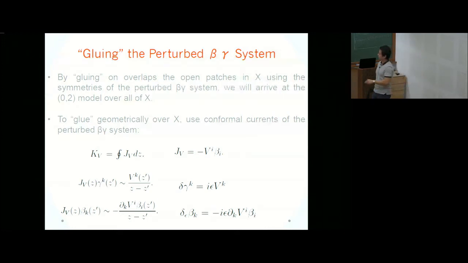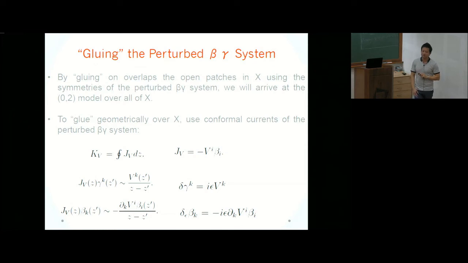That's correct. This is a coordinate of the target space, so a change of coordinates will be given by the vector field. And this is a tangent vector on the target space, and it should transform in this way.